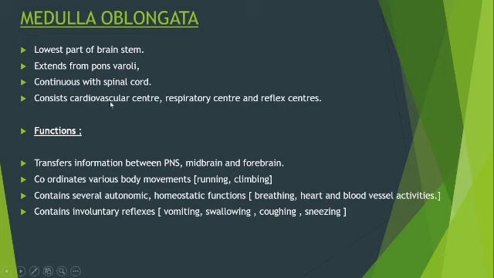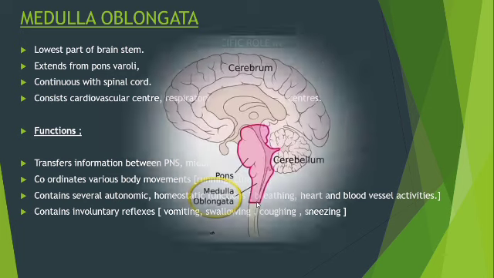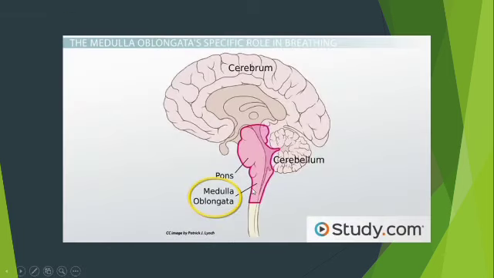The functions of the medulla oblongata include: transfers information between peripheral nervous system, midbrain and the forebrain, and it coordinates various body movements like running and climbing, and it contains several autonomic homeostatic functions like breathing, heart and blood vessel activity. Also, it contains involuntary reflexes such as vomiting, swallowing, coughing and sneezing. So here you can see the medulla oblongata.